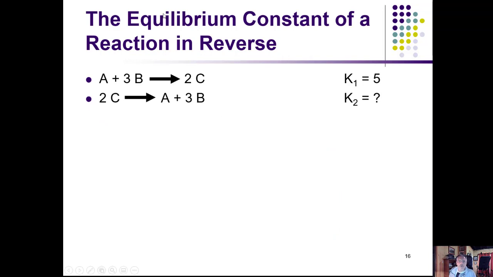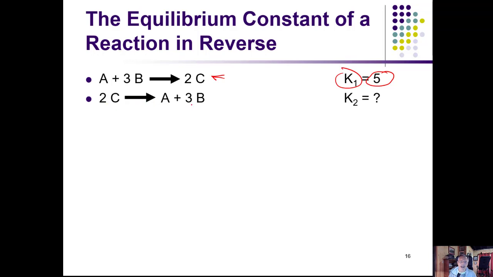All right, so in the first place, let's do the easy one. The equilibrium constant of a reaction that is reversed. So here is our original reaction: A plus 3B goes to 2C. Now, I plucked 5 out of thin air. I made it up, so don't make a big deal out of the 5 here. It was just an easy number for me to work with, and you'll see why in just a second. So the K value, K1, for this reaction is 5, and I arbitrarily picked it.